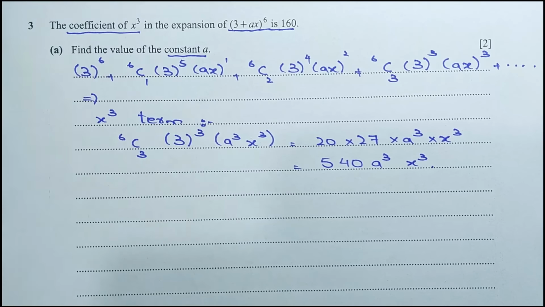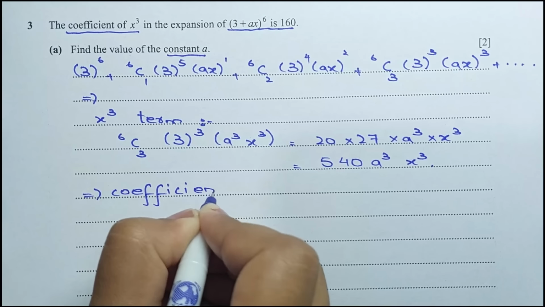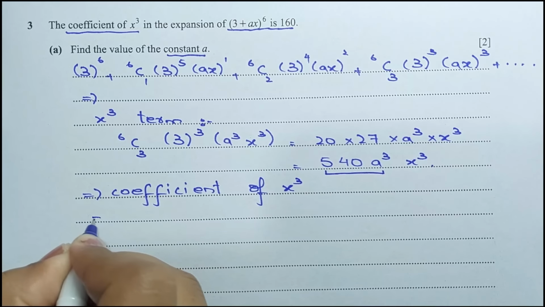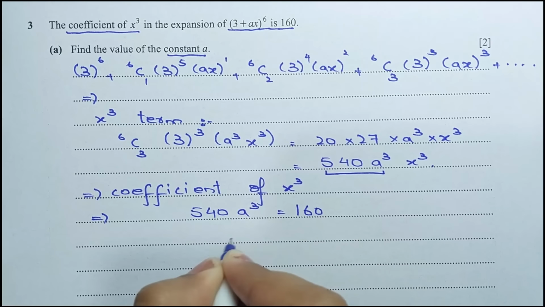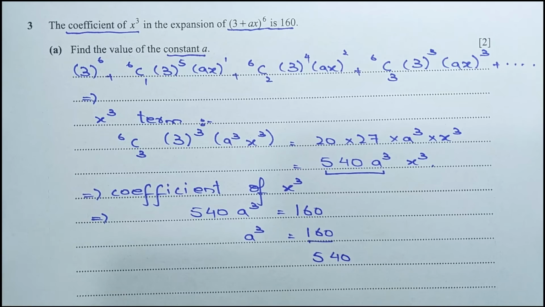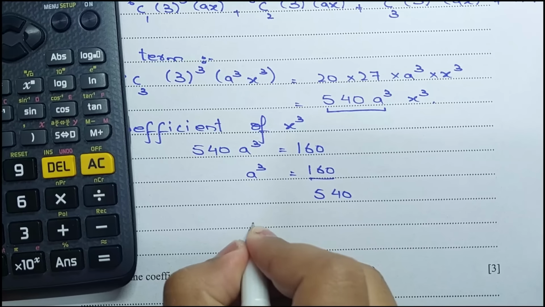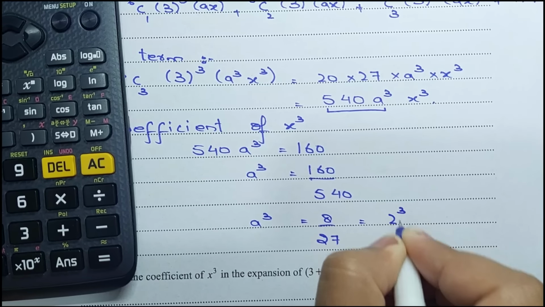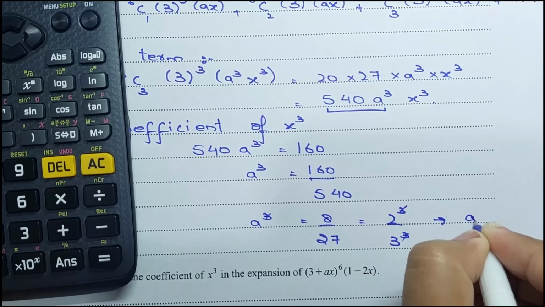Now compare the coefficients of x cube. We can say the coefficient of x cube, so 540 a cube equals 160. So a cube equals 160 divided by 540. Let me solve for a. 160 divided by 540 is 8 over 27. So a cube is 8 over 27, and 8 is the cube of 2 and 27 is the cube of 3. So cancel all the cubes. So from here the a value is 2 by 3.